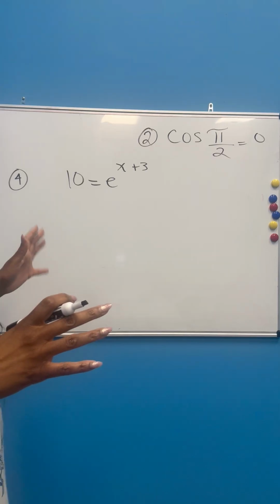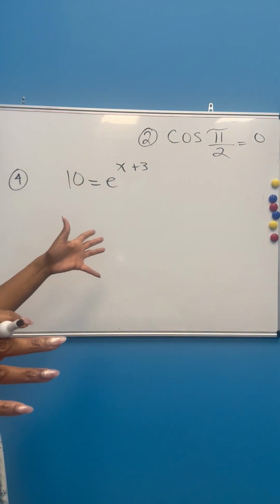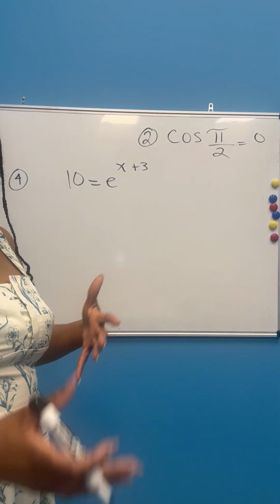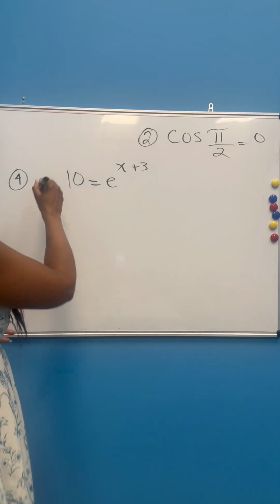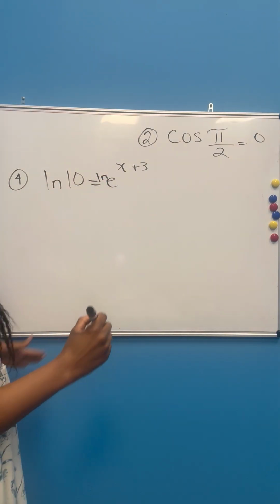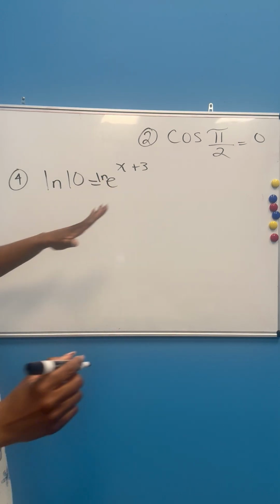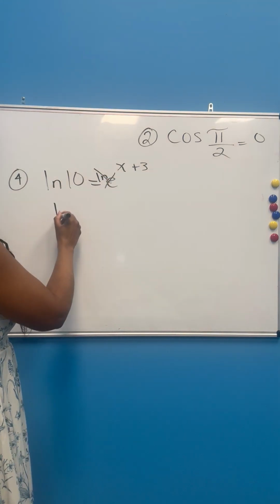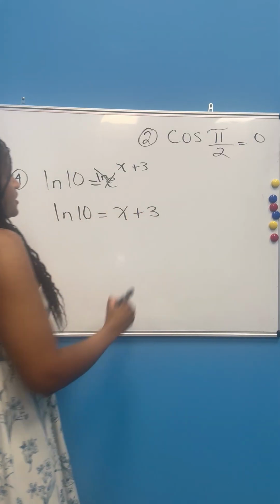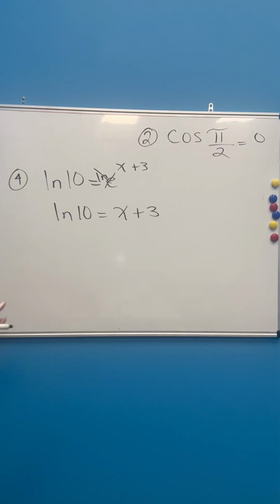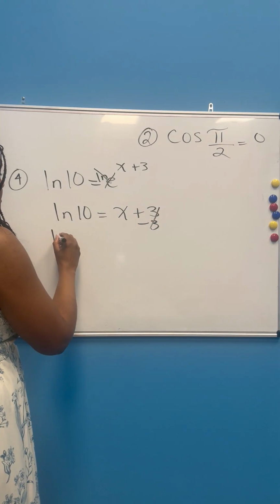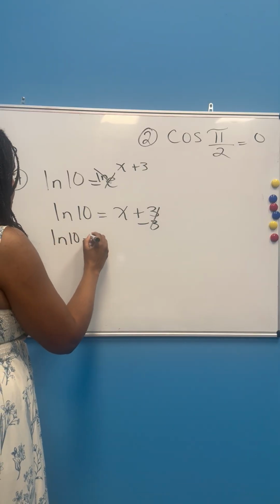So one way to solve for x when we have e is that we can take the natural log of both sides. So that would be the equivalent of doing the inverse operation on both sides. So I'll take the natural log of 10 and the natural log of this expression right here. So the natural log and the e cancel each other out. So on my left, I have the natural log of 10 equals x plus 3. So if I just want to solve for x, now all I need to do is minus 3 on both sides. So we have the natural log of 10 minus 3 equals x.